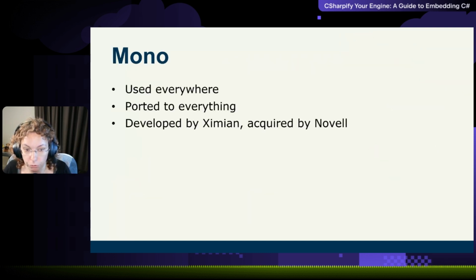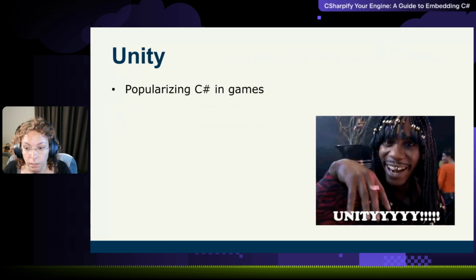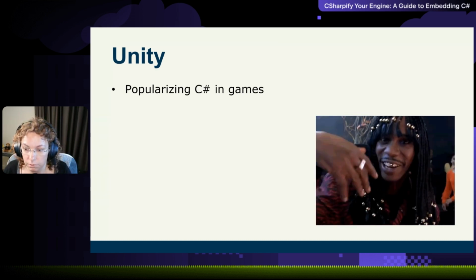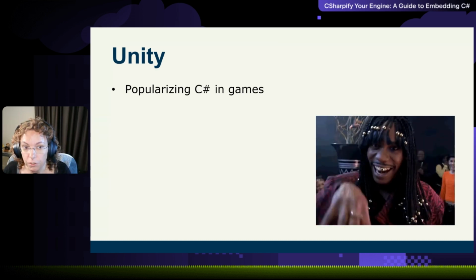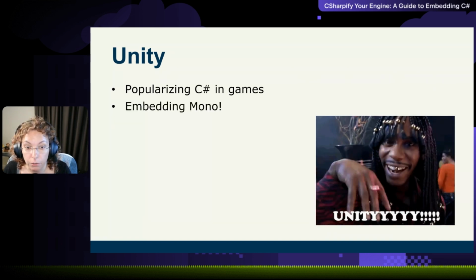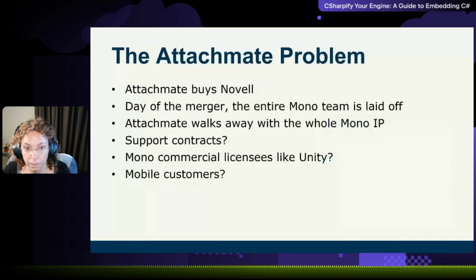So Mono's used everywhere, acquired. I'm going to skip through the history lesson here. I mostly have these slides for reference so that you can see them later. Just going to briefly mention that Unity leveraged the C# Mono compiler and runtime to be able to put C# in games, and embedding Mono until at least 2011, when everybody got fired. And then the license just went up in smoke.